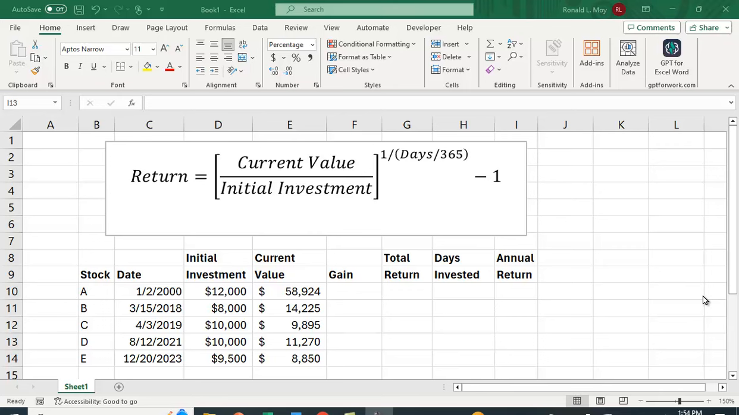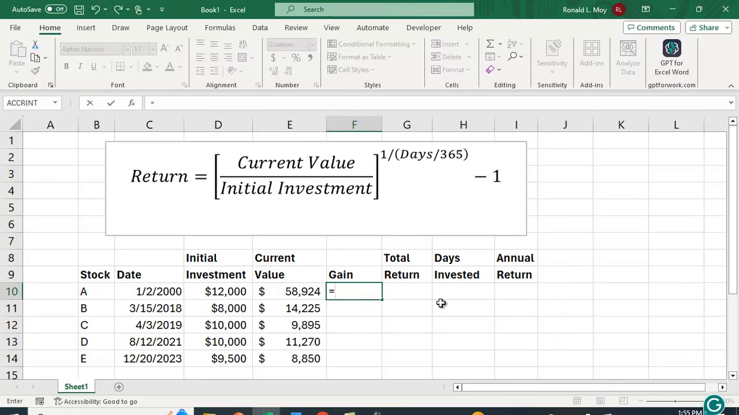Suppose you have 5 stocks in a portfolio which you've purchased at different dates and using different amounts to invest. And you'd like to do some comparison to see which ones are performing the best. So, one way you can do that is just to look at the total dollar gain. That's the current value minus the initial investment.